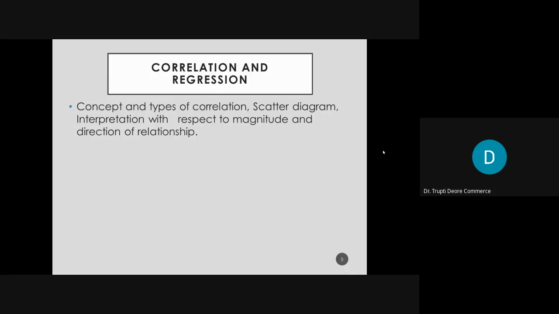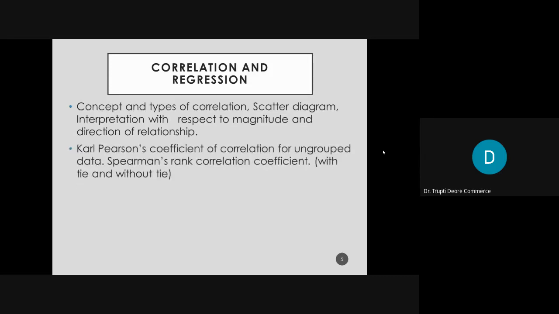Then what is the interpretation with respect to magnitude and direction of relationship. It means in which direction these variables are moving. With the help of this, you have to define which type of relation is there between these two or more variables. Then we'll see Karl Pearson's coefficient of correlation for ungrouped data, and Spearman's rank correlation coefficient with tie and without tie. These two, Karl Pearson and Spearman, right? These two are used for the correlation coefficient. So for the first term, we'll see these two formulae.